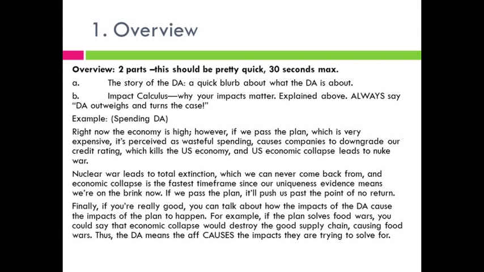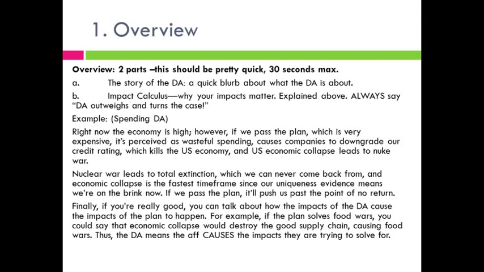So right now the economy is high. That's the uniqueness. However, if we pass the plan, which is very expensive, it's perceived as wasteful spending. That's the link. Causes companies to downgrade our credit rating, which kills the U.S. economy, which leads to nuke war. That's the impact, okay? So, story of the DA. Next part, impact calculus. Nuclear war leads to total extinction, which we can never come back from.